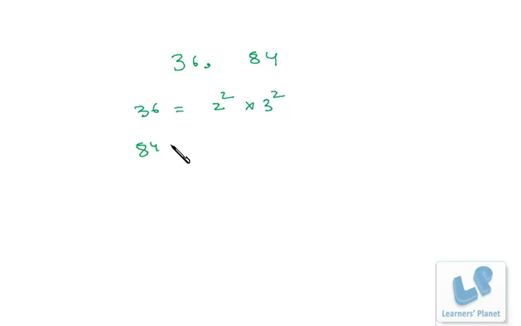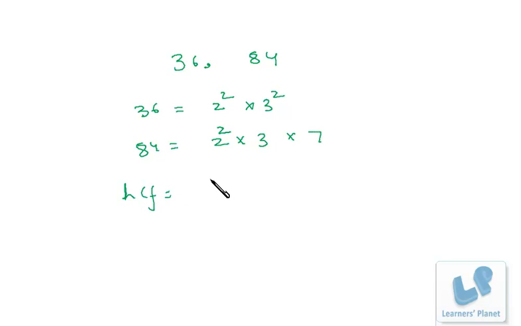Now 84 is 12 sevens are, that means 2 into 3, 6, 6 into 7 is 42, 42 twos are, so that means 2 square, right? So 4 3s are 12, 12 sevens are 84, right? So now first of all, let's find out HCF.